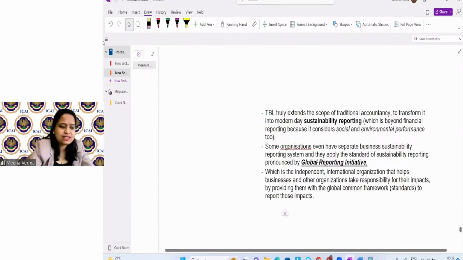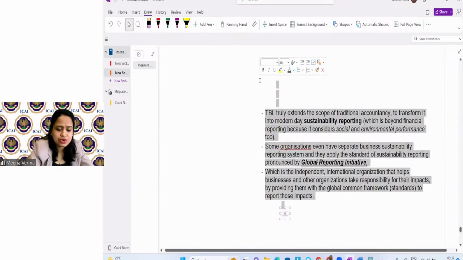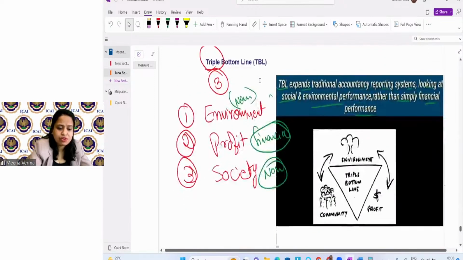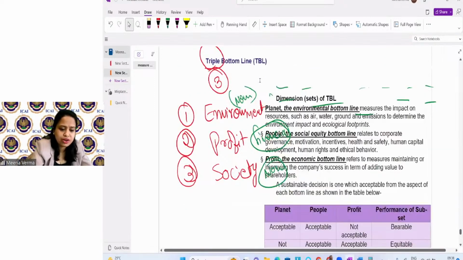You can see these are the types of reports which organizations earlier were not preparing and not even focusing on, but now they are focusing because it is important, right? For the long term survival of the company, it is now all important, right?